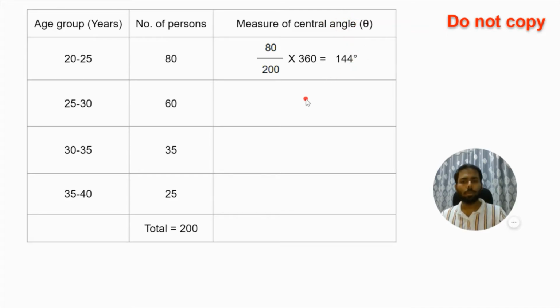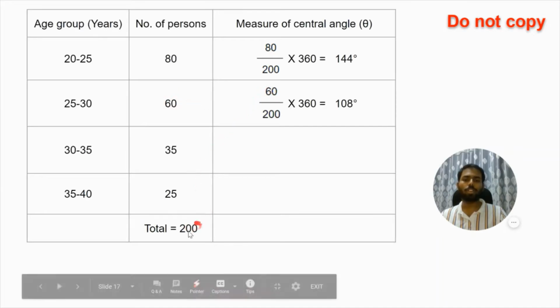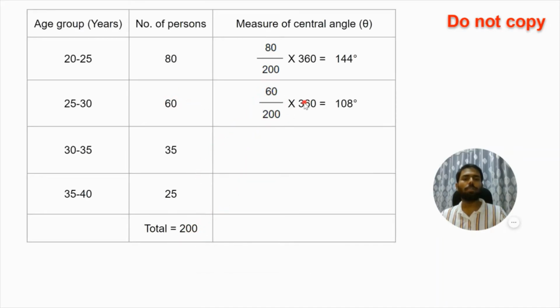Okay. Our next data point is 60. So you write 60 over here divided by 200, which is the total, and multiplied by 360. Again you do some cancellations. Again there's no one correct way to do these calculations.